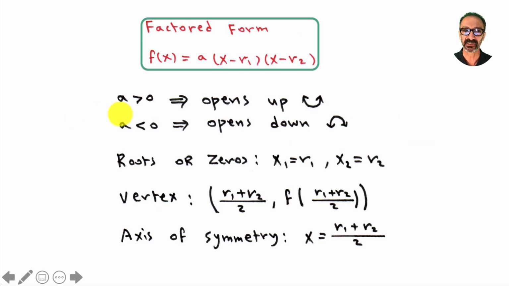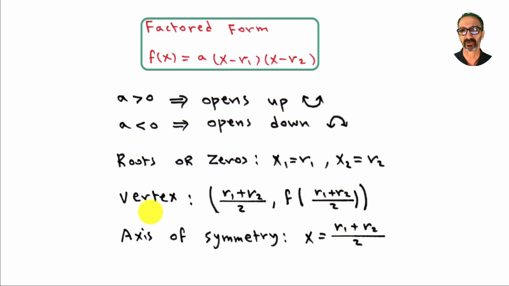One more time, if a is positive, the graph will open up. If a is negative, the graph will open down. And the roots will be r1 and r2, where the graph is going to cross the x-axis. Now, the vertex is going to be right in between the roots, because the graph is going to be symmetric. So if it crosses at, let's say, 2 and 4, the vertex will be in between, which is at 3.